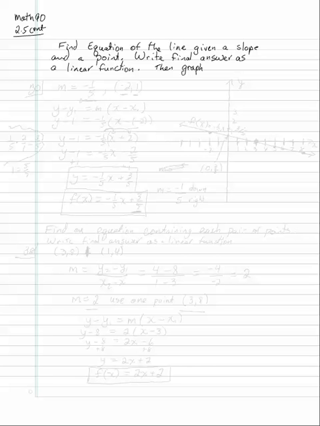All right, so let's try another example. Find the equation of the line given a slope and a point. Write final answer as a linear function, so remember that's slope-intercept form, but using f of x instead of y. And then graph. So let's try number 30.